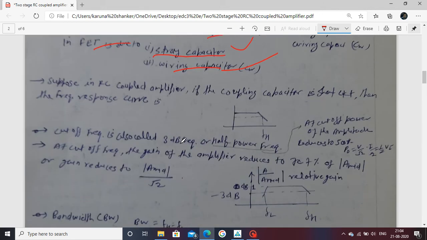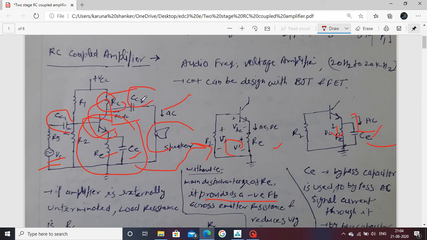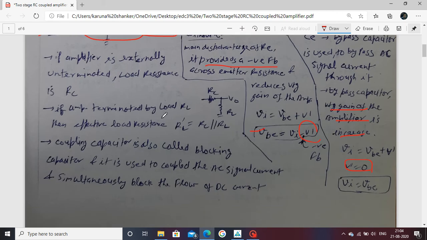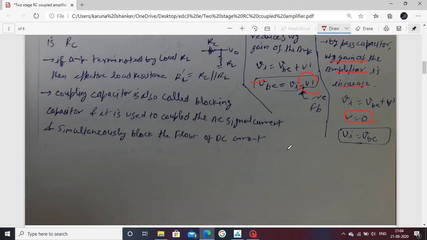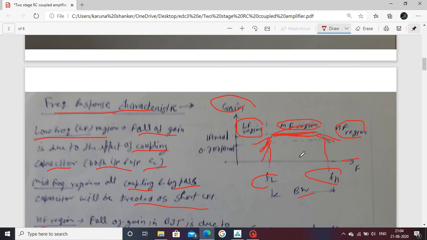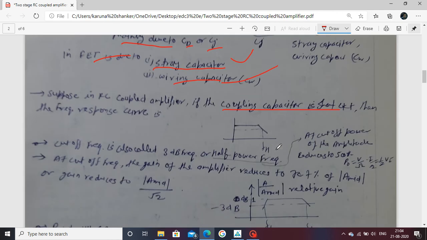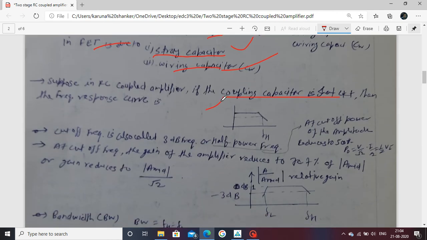Also a few points here. Suppose you plot the frequency response. Here it is mentioned that the coupling capacitor is short circuited. This is the coupling capacitor used in a single stage transistor. Suppose the coupling capacitor is short circuited, what happens? The frequency response plot takes this form. This is the complete form when the coupling capacitor is present, but when it is short circuited, what happens? This is the plot of when the coupling capacitor is short circuited.